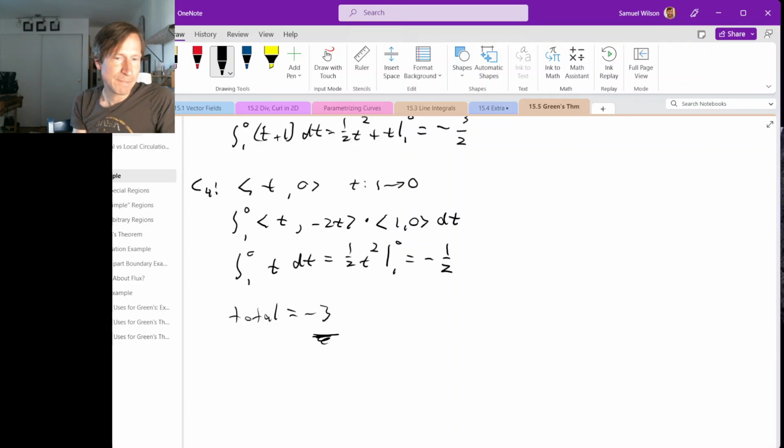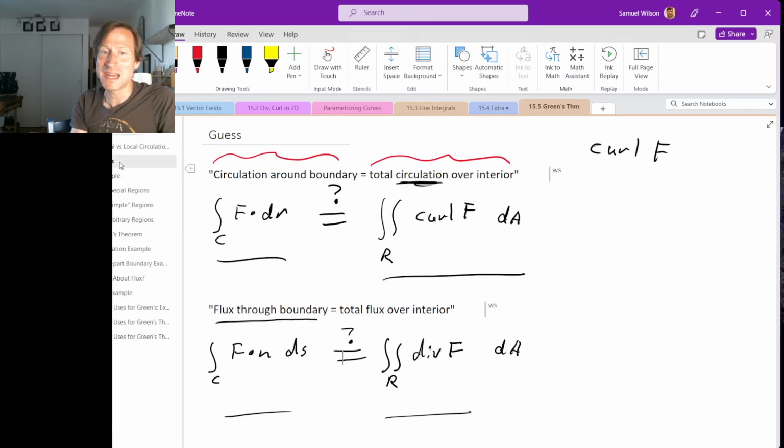So this gives us maybe a little confidence that these guesses that we made, maybe they're actually true. So it seems like it would be worth it to spend the time to try to actually prove this. So let's do that next.